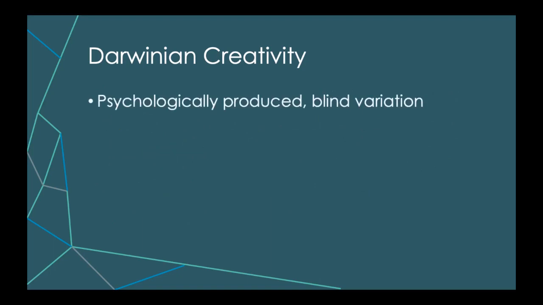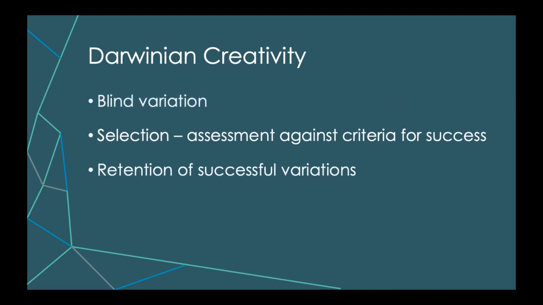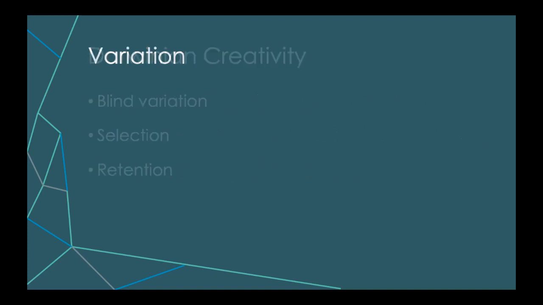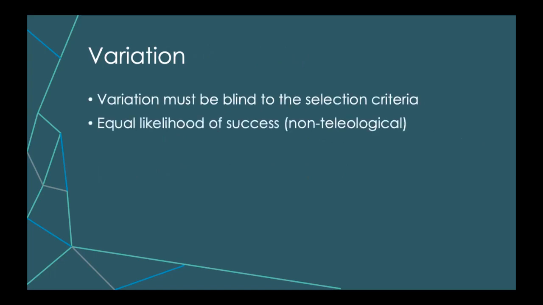So in the case of creativity, Simonton proposes that we need psychologically produced blind variation, selection, which is assessment against the criteria for success, and then retention of successful variations, or blind variation, selection, and retention. The condition of variation is a little bit controversial in this case. What we're talking about here is variation that must be blind to the selection criteria. This means there must be an equal likelihood of any of the variations actually being successful. It's non-teleological, so we don't know the ultimate goal of the success when we're producing the variation.